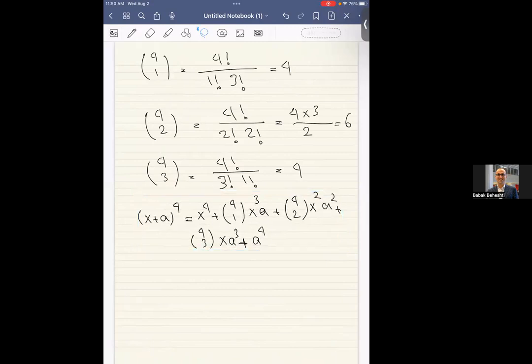So that means we conclude that (x + a)^4 is x^4 + 4ax^3 + 6a^2x^2 + 4a^3x + a^4.